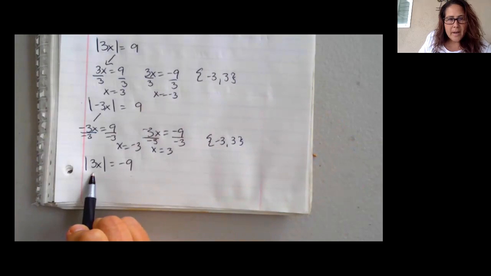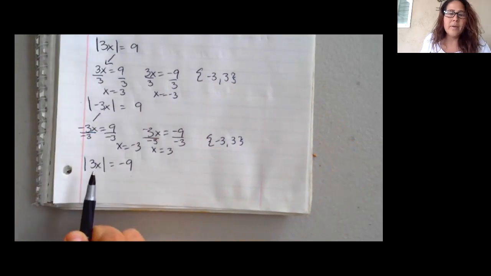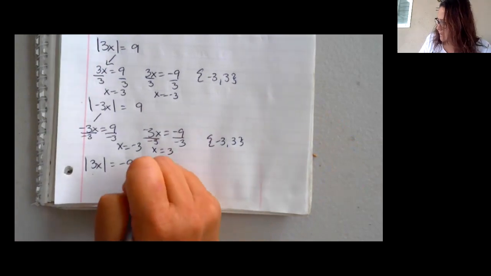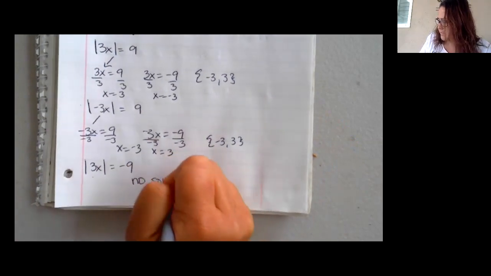And then we're here again. I hope this looked like the one up there, which was the absolute value of x equals -5. There's nothing that I can put in here. I can't put in 3. I can't put in -3 that's going to give me a -9. So this one right here is no solution.